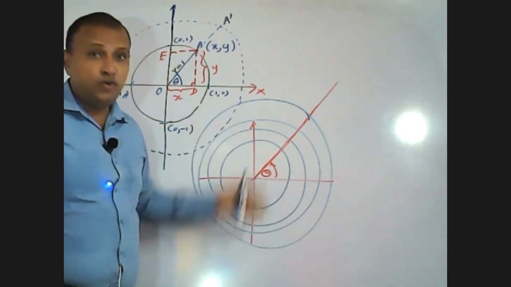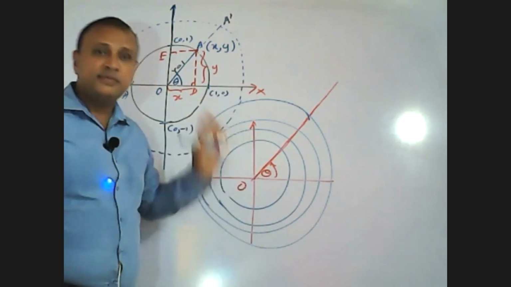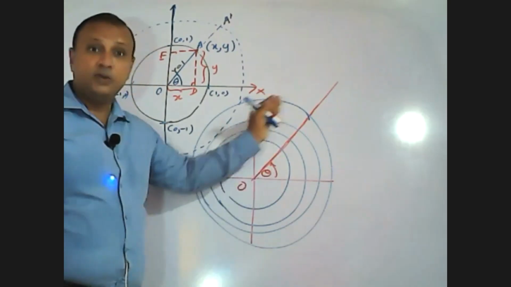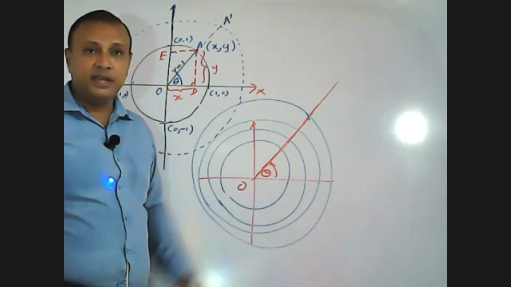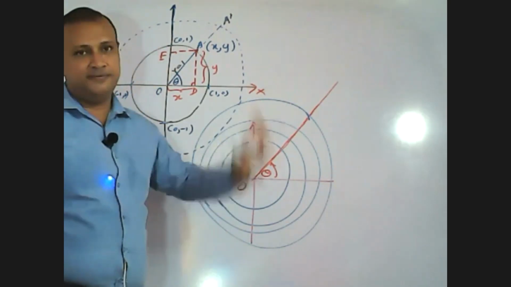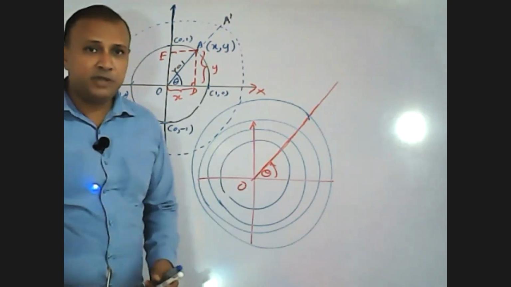Instead of the unit circle, you can use any circle to define trigonometric ratios. But if you use a particular circle, then you have to define trigonometric ratios according to that circle. That is the only difference. Do you understand?